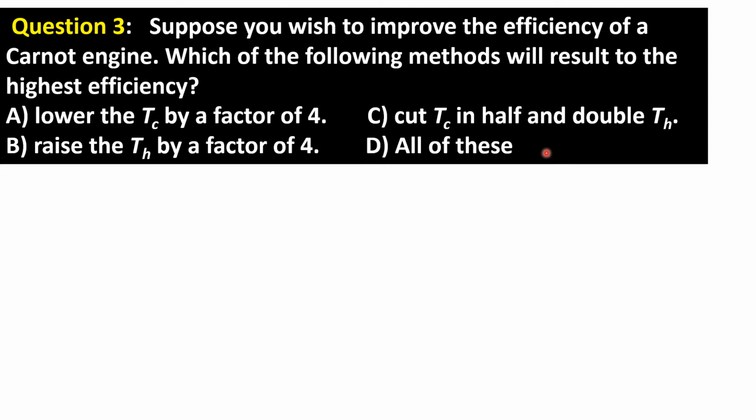All right, so we use the formula for the Carnot efficiency. That is, efficiency is equal to 1 minus the ratio of the cold temperature in Kelvin divided by the hot temperature, also in Kelvin. So let's look at our calculations for the efficiency if we are going to follow each of the methods A, B, and C.